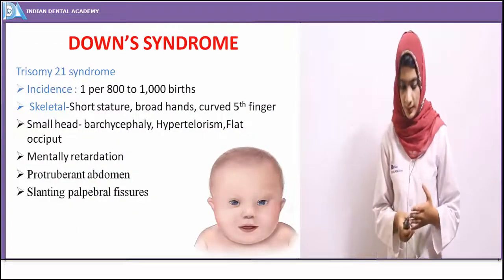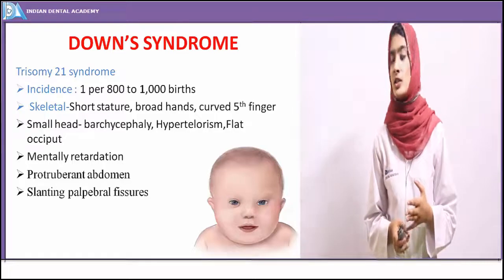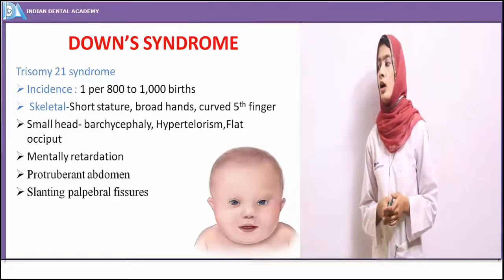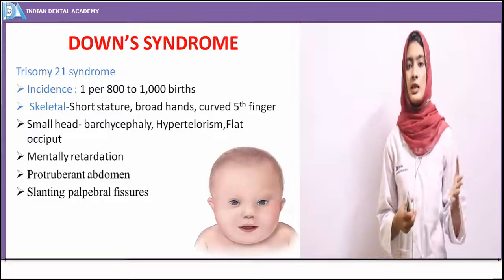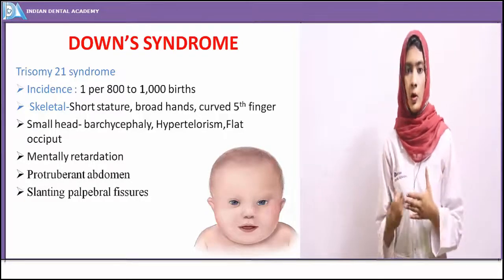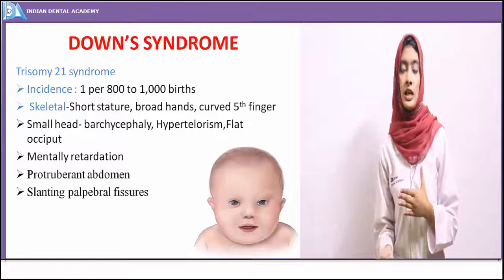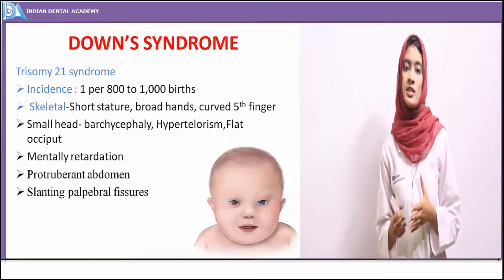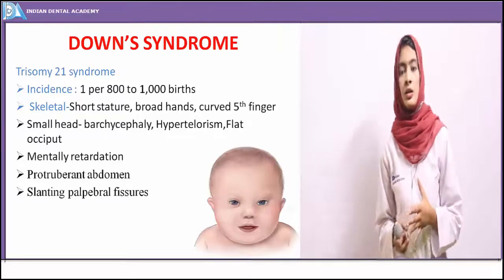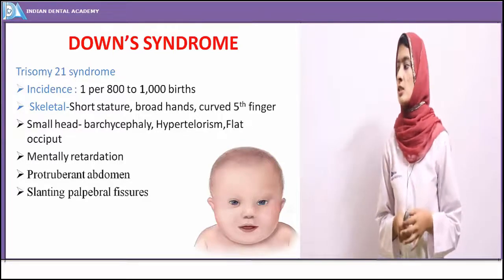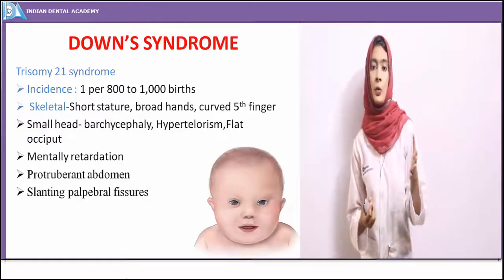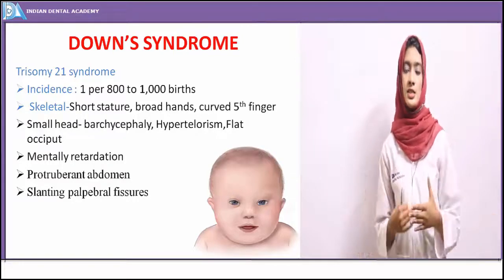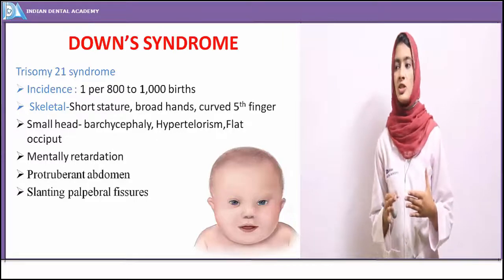So the other commonest syndrome encountered is Down syndrome, also known as trisomy 21 syndrome. It's more commonly seen in children born at advanced maternal age, that is around 35 or 40 years of age. It is very common. Incidence is about 1 in 800 to 1000 live births. So it is the commonest syndrome among all the congenital disorders, bone disorders, or skeletal dysplasias seen.